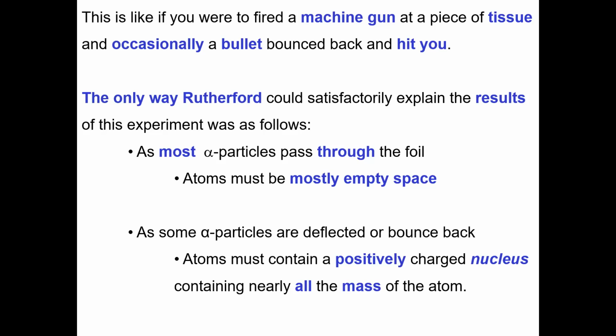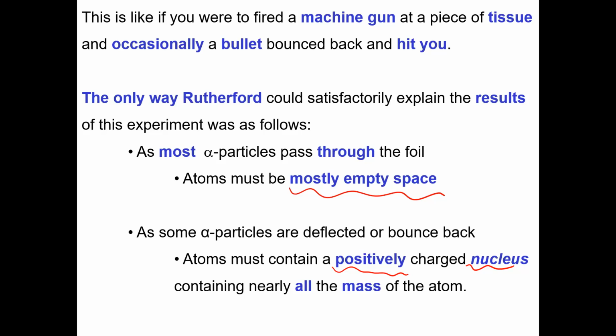So he realized fairly quickly that as most of the alpha particles pass through the foil completely undeflected, as though there is nothing there, then atoms must be mostly empty space. Now, some of the alpha particles are deflected or bounce back. So he interpreted that as being that the atom must have a positively charged nucleus. It has to be positive because it's repelling the alpha particles, not attracting them.